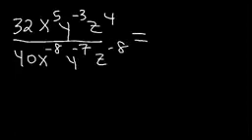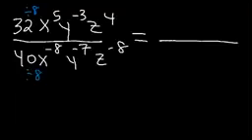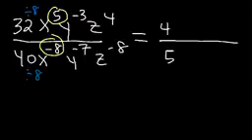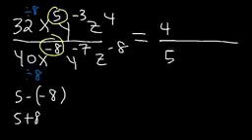So we can't divide 32 by 40 nicely. However, notice that 8 can go into 32 and 40. So let's divide the top number and the bottom number by 8. 32 divided by 8 is 4. 40 divided by 8 is 5. So now we can focus on the variables. X to the 5th power divided by x to the -8. So 5 minus -8. 5 minus -8 is the same as 5 plus 8, which is 13. So initially it's going to go on top. So we have x to the 13 on top.